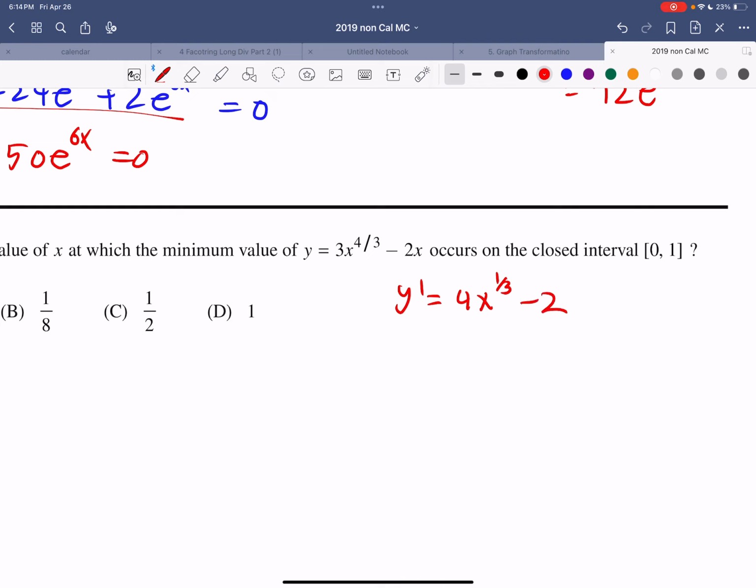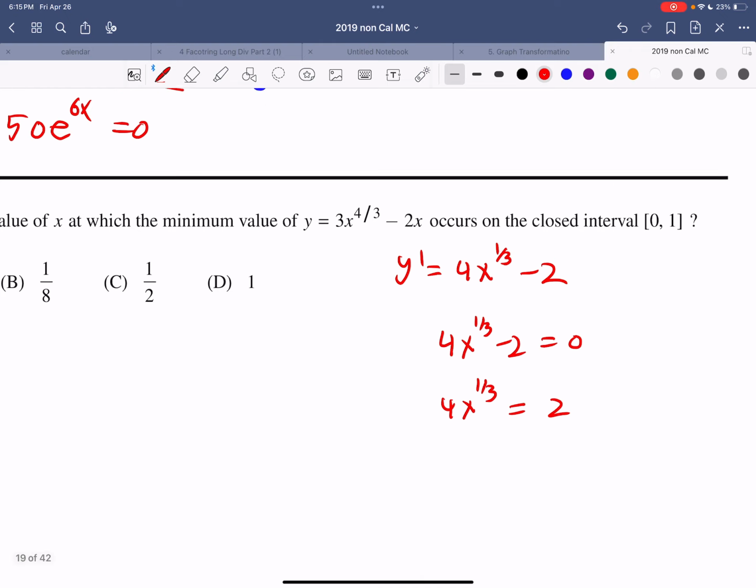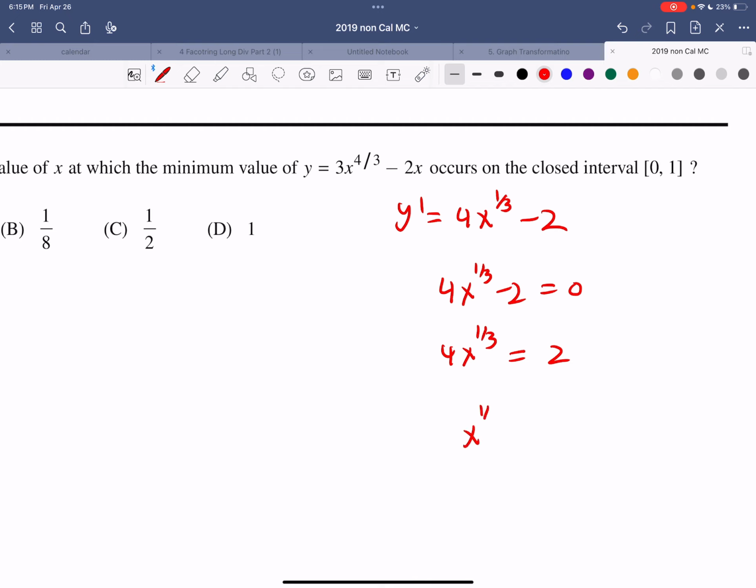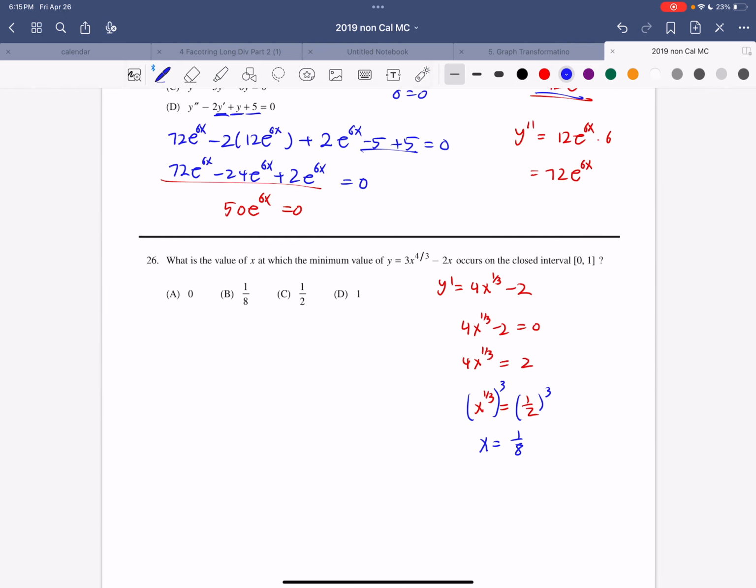And then what you have to do is set that equal to 0, and then solve for x. So it's going to be 4x to the 1/3 power equals 2. X to the 1/3 power is equal to 1/2. And in order to get it, you have to cube both sides. You get x equals 1/8. So you have a candidate.